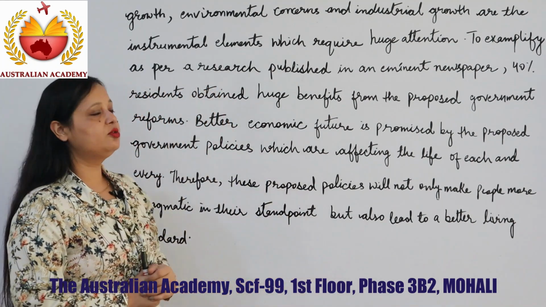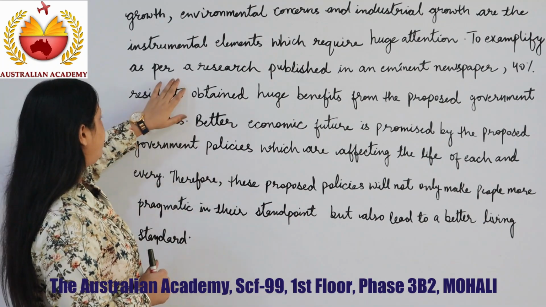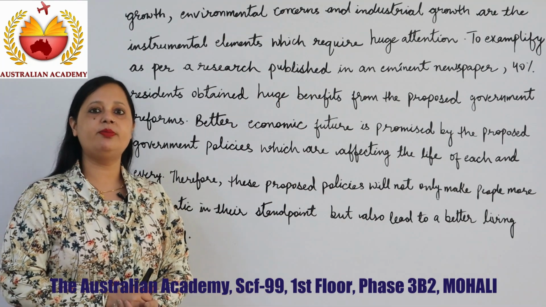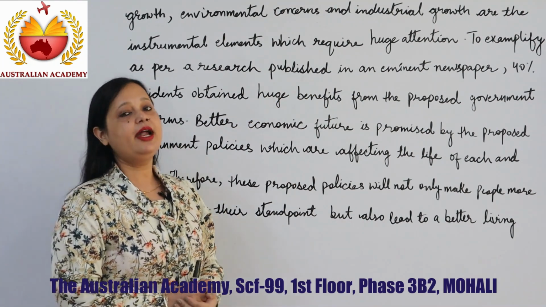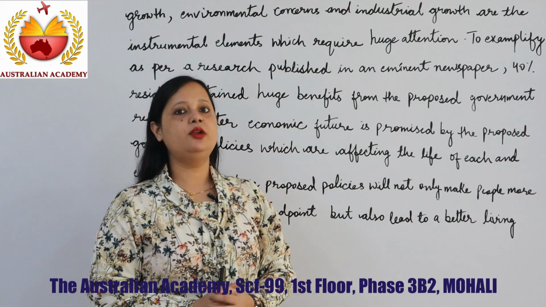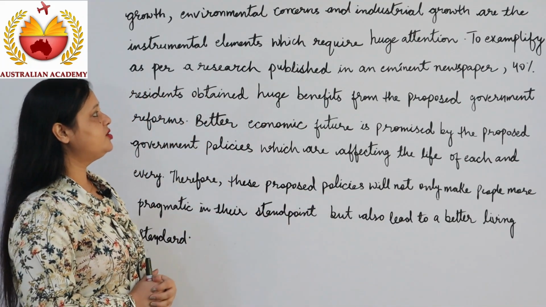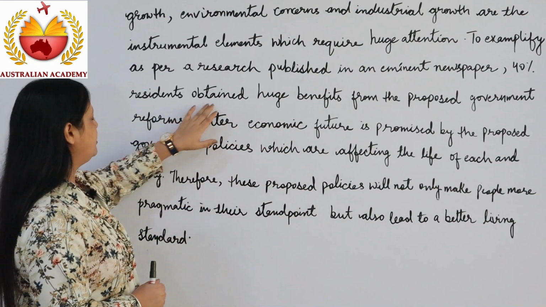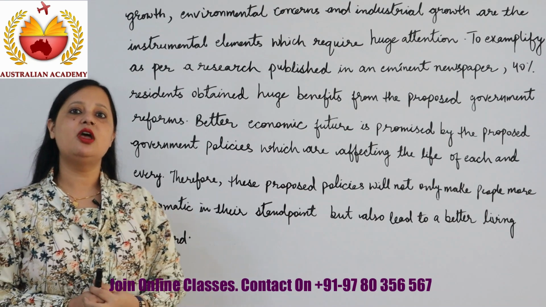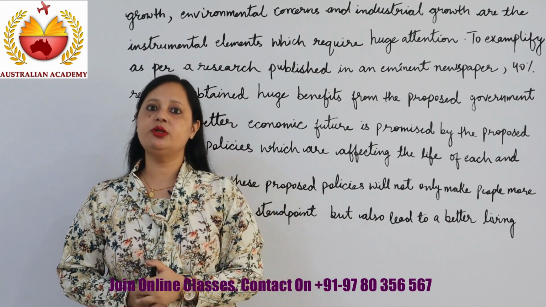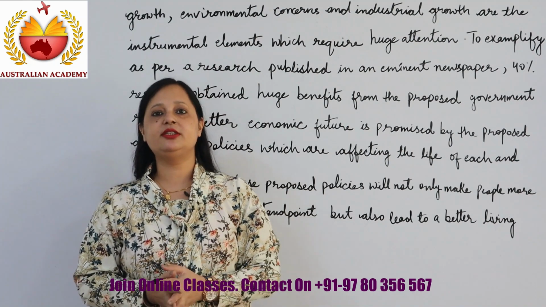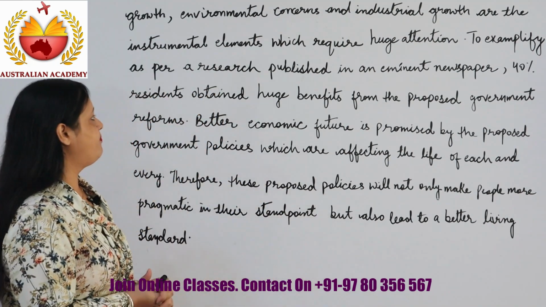Then after that, to give an example, so to exemplify, as per a research published in an eminent newspaper, a research was carried out and that research was published in a famous newspaper. And what was the finding of that research? 40% of residents obtained huge benefits from the proposed government reforms. So whatever government reforms were proposed, because of all such reforms, 40% of residents had a lot of benefits.